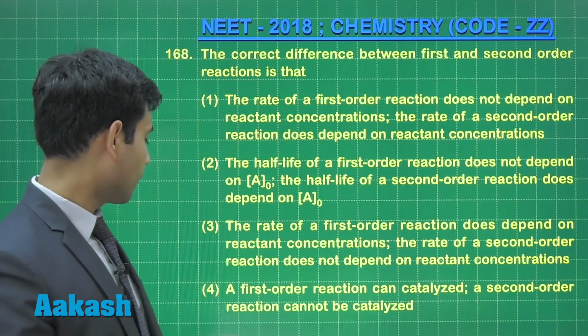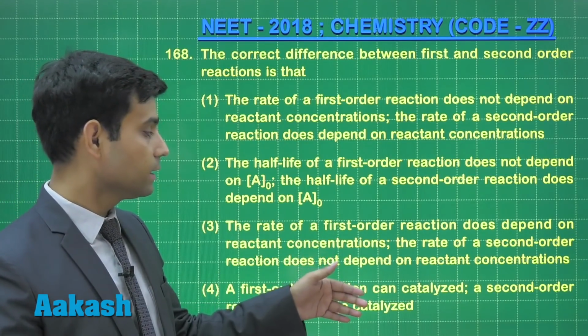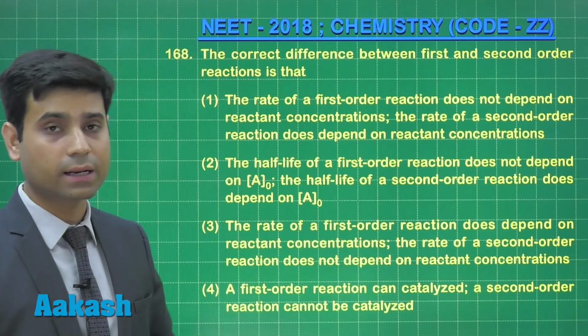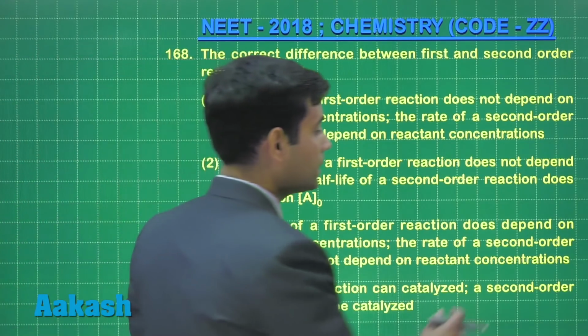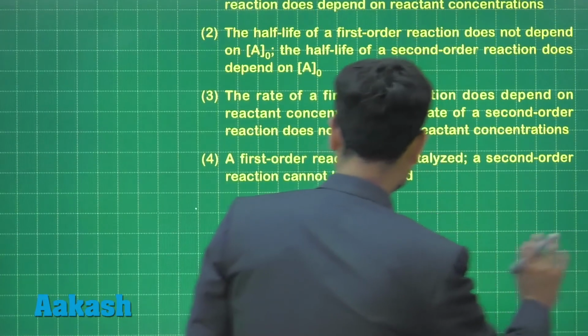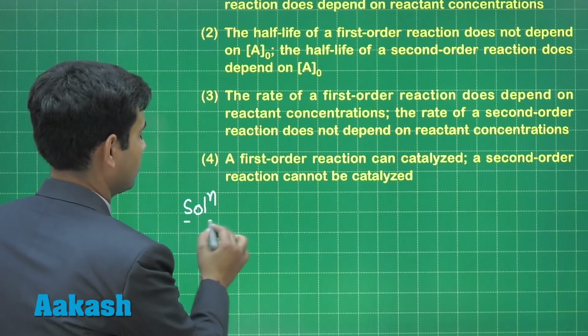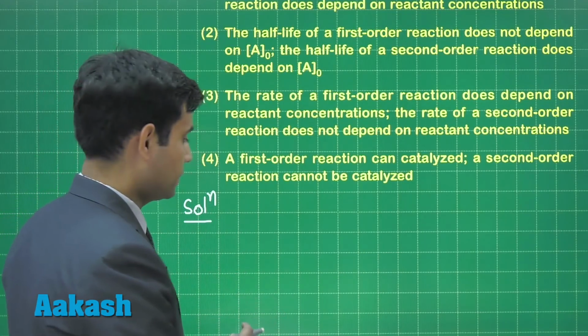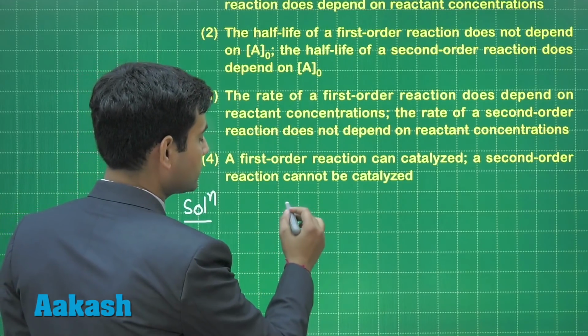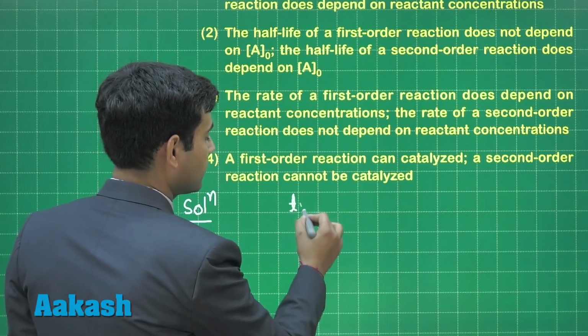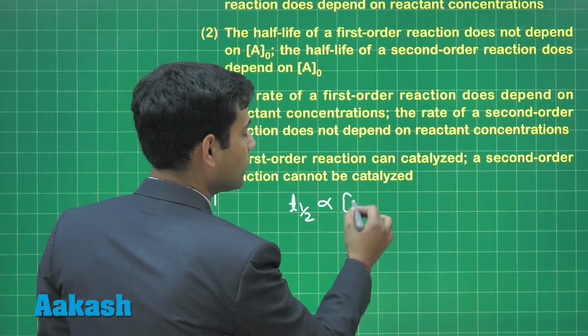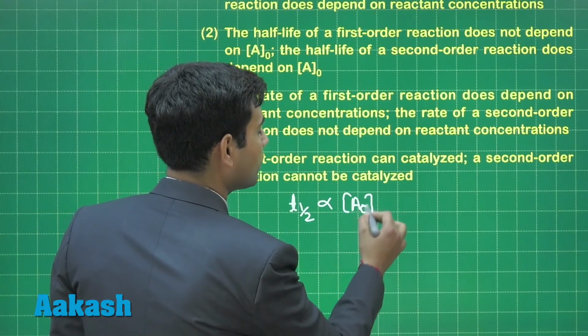The fourth statement is a first order reaction can be catalyzed, a second order reaction cannot be catalyzed. These are the four options. Let's understand the relation of half-life with the initial concentration. If the initial concentration is A0, then T half is directly proportional to A0 to the power 1 minus n.